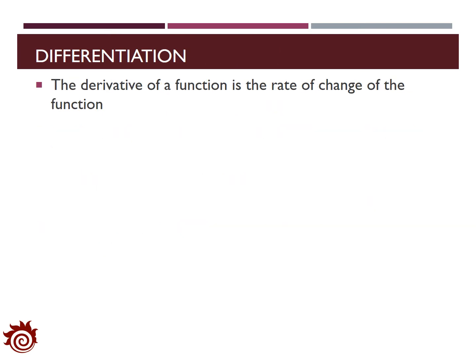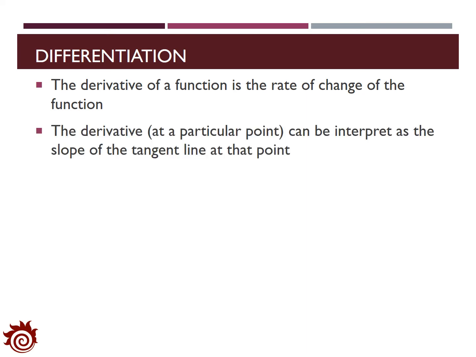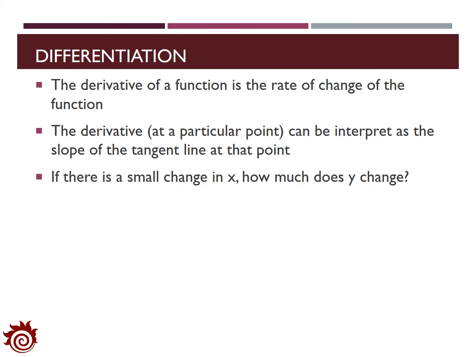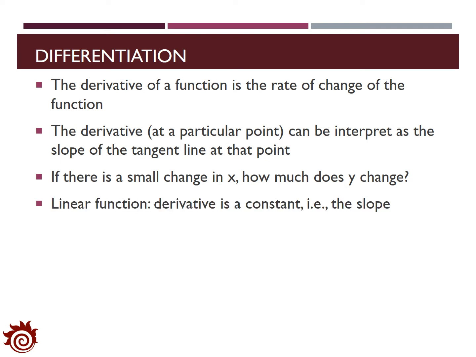So now we need to know what a derivative is. The derivative of the function is the rate of change of the function. So the derivative at a particular point of the function can be interpreted as the slope of the tangent line at that point of the function. It shows that if there are small changes in the input variable x, how much change can be applied to the output y. If the function is a linear function, then the derivative is constant, which is the slope of the line.